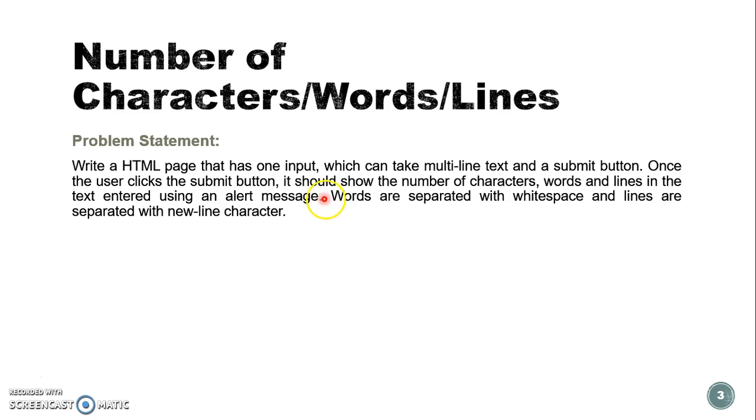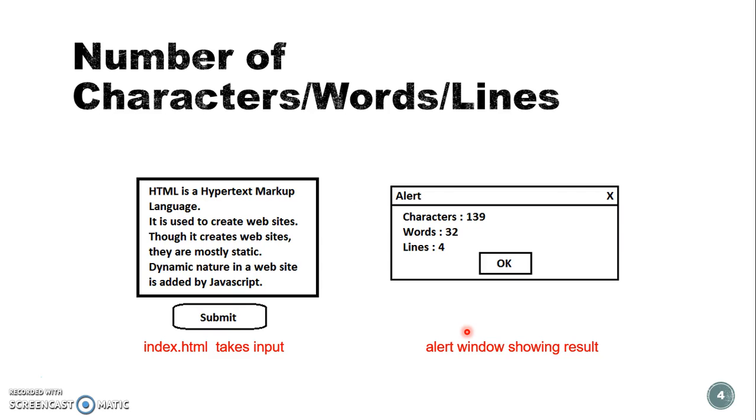As you can see, up to this part is the problem statement, and this is just a hint. So let us make use of this hint and try to solve this particular problem. This is my design of the problem. This is the text box where I'm entering all the text, and then there is a button. Whenever I click this button, this is the window which is coming up, and this is just an alert window which is showing the result of number of characters, number of words, and number of lines.